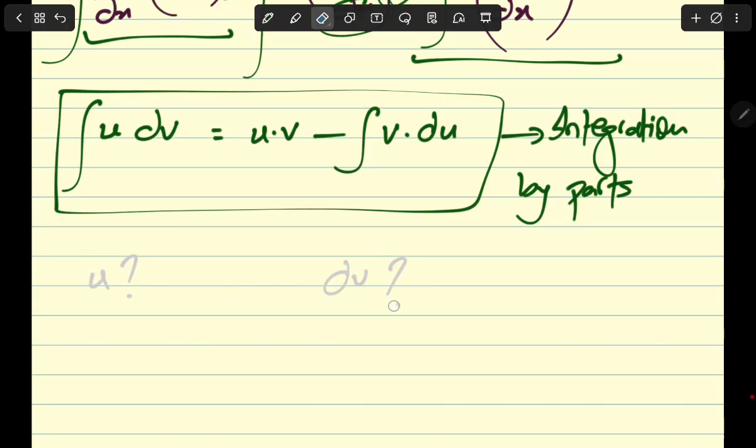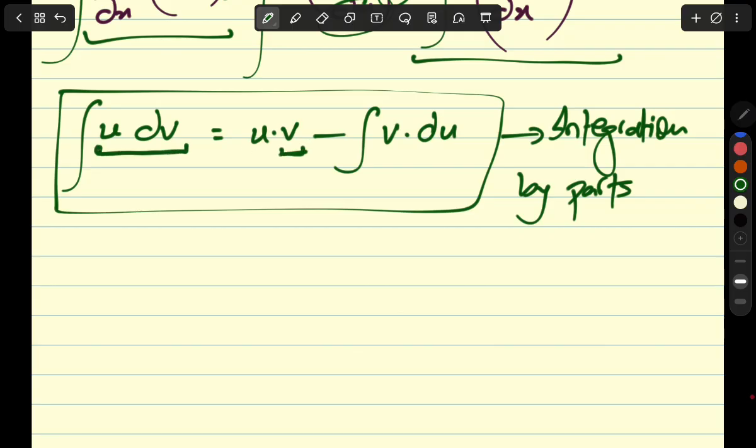Now, by the way, do you see that we have a product of u and dv, right? And here, this v is the integral of dv, and this one is going to be v du, right? Okay, let's do it now.